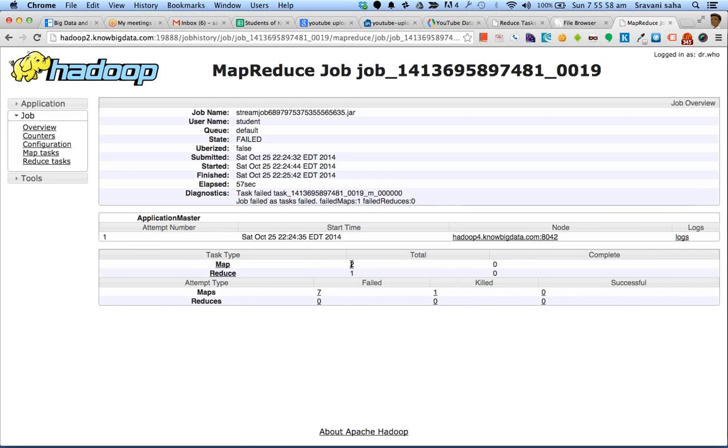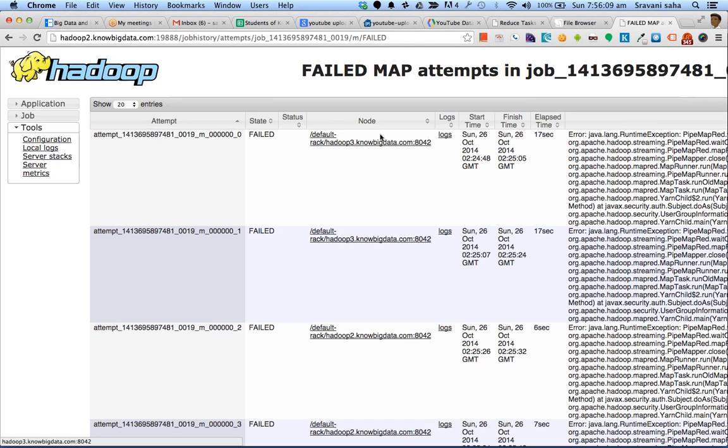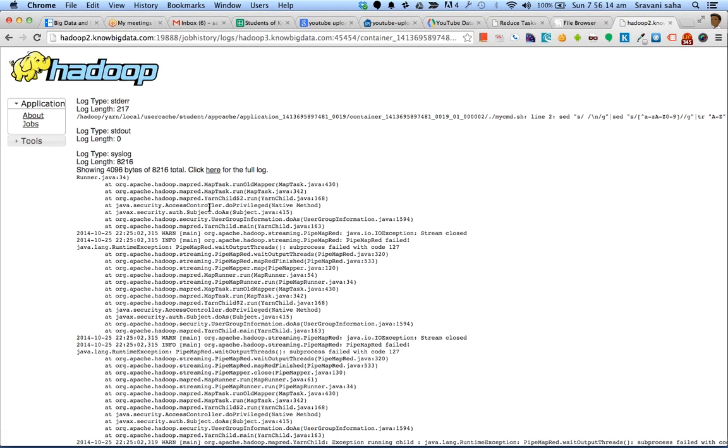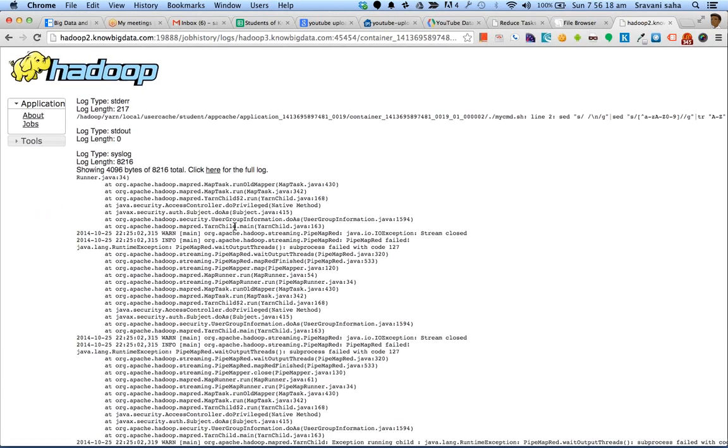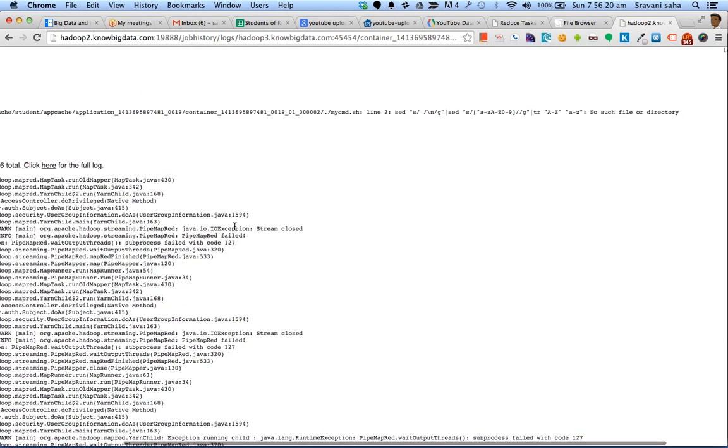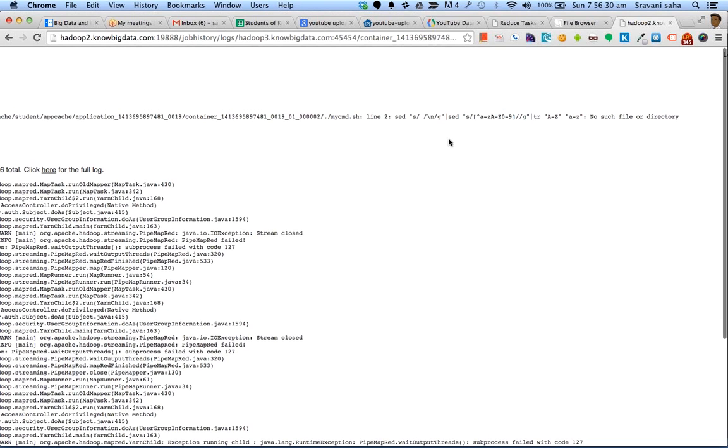It's saying that the same thing happened again. There were 7 failed attempts, 1 killed. Okay, and what exactly failed over here? Let's just pick up the first one's log. Okay, let's see what happens. It says, okay, yeah, Hadoop yarn, this is my command. It says there is no such file or directory. Why does it say that?